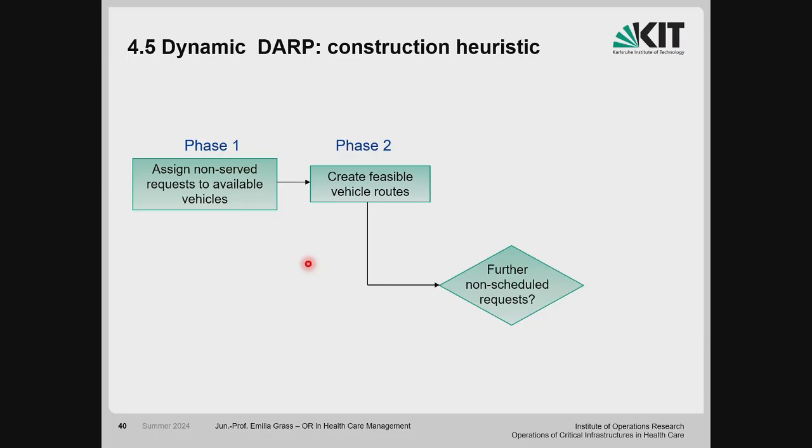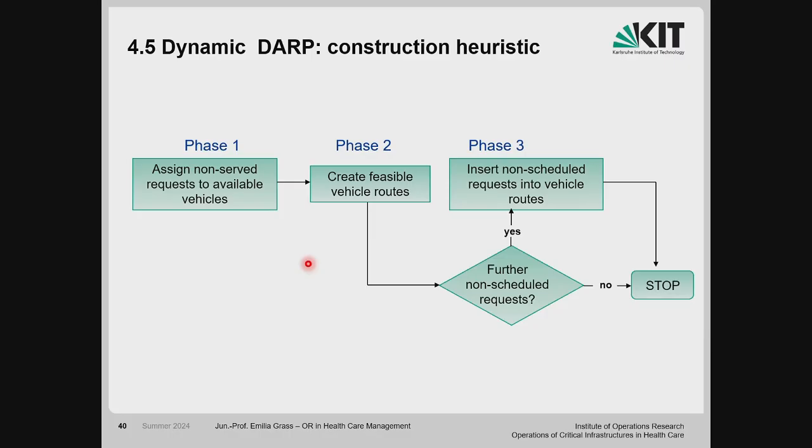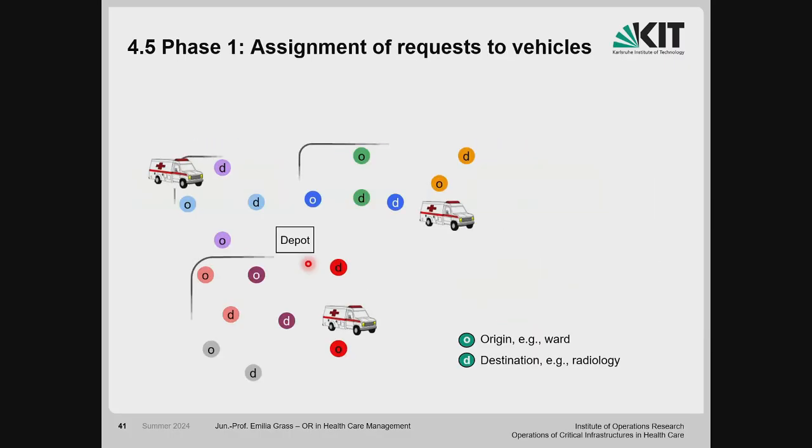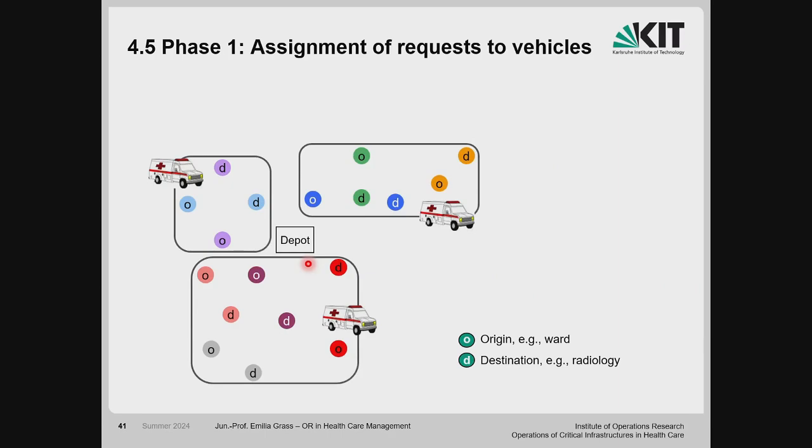If you don't get any new requests in, then simply stop. If you do, then insert these new requests into your schedule. Therefore you have to modify your routes and your schedules. So this is the dynamic version of it. And if you don't have any new requests anymore, then simply stop.